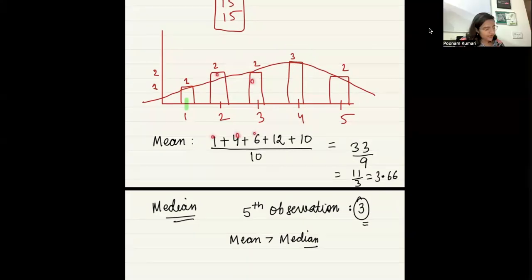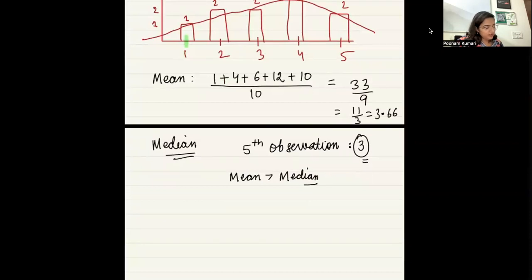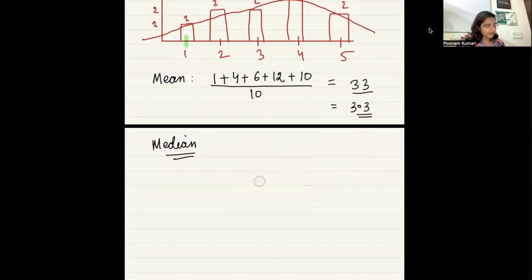1, 4, 6, 12, and 10. If you add this, you get 33. So what is your mean going to be? 3.3, right? Is that okay? So वो एक हमने mistake कर दी थी. ठीक है जी? Is that all right? Yes, ma'am. And apart from that, now if you have 10 observations, what is your median?